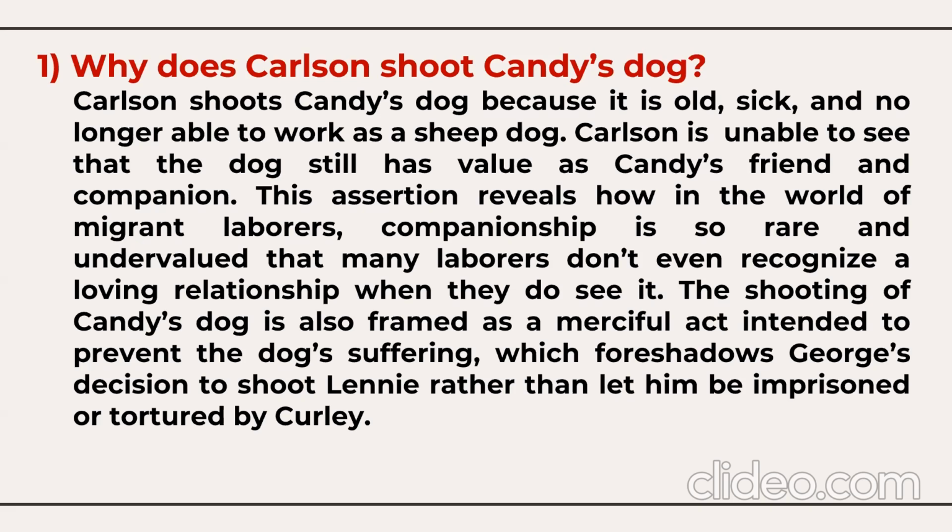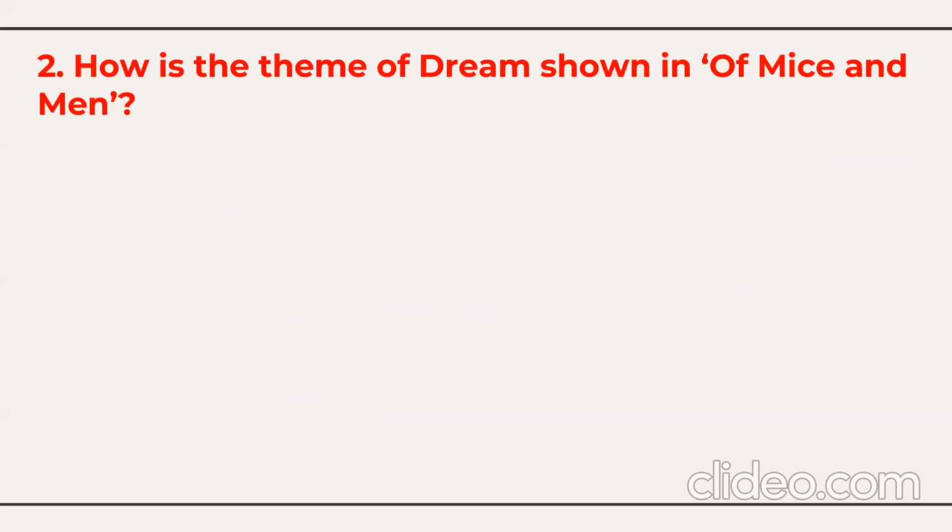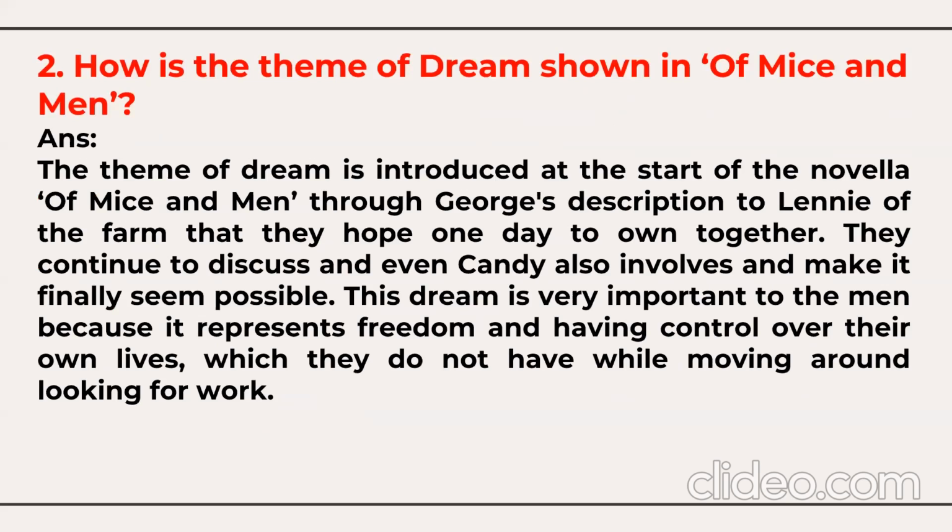The shooting of Candy's dog is also framed as a merciful act intended to prevent the dog's suffering, which foreshadows George's decision to shoot Lenny rather than let him be imprisoned or tortured by Curly. How is the theme of dream shown in the novel Of Mice and Men? The theme of dream is introduced at the start of the novella through George's description of the farm to Lenny, and they hope one day they will also have their own farm.